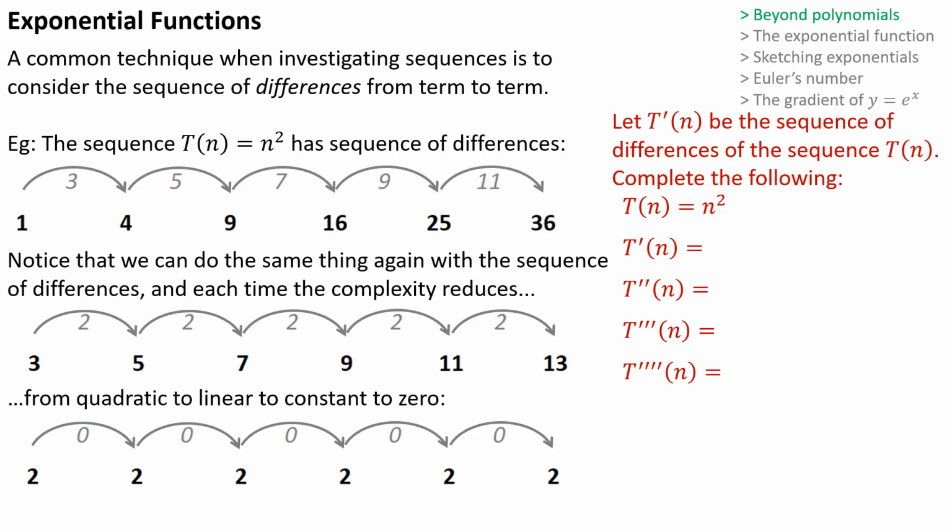Okay, T dash, the sequence of differences. This is 2n plus 1. Depending on how you define n, you might get different results. But if I think of this just as a straightforward sequence starting from 3, then we'll call this 2n plus 1.